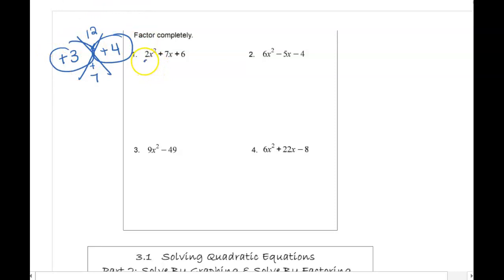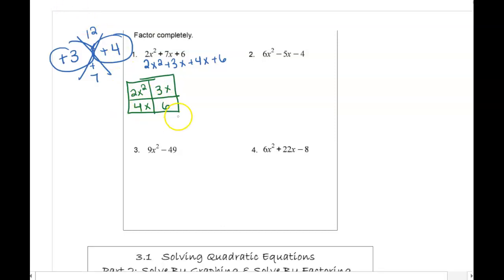So I'm going to change this to 2x squared plus 3x plus 4x plus 6. Then I want to put those four terms in the box. So 2x squared, 3x, 4x, 6.